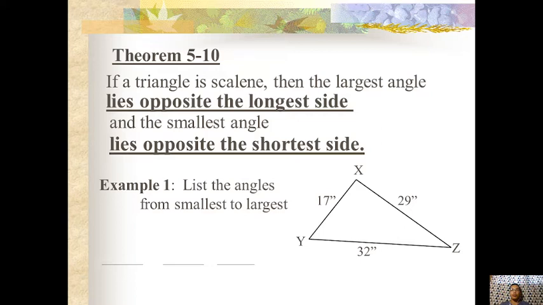So 17, right? And it is side XY. So what is the opposite of side XY? Correct. It is angle Z. Next is 29, which is side XZ. What is the opposite angle of side XZ? Correct, angle Y. And lastly, the largest angle is the opposite of the longest side, which is 32, which is angle X.